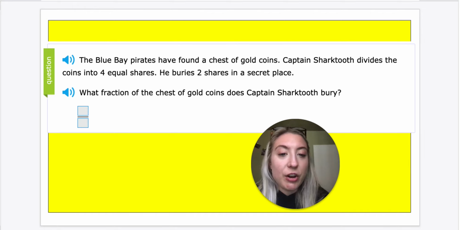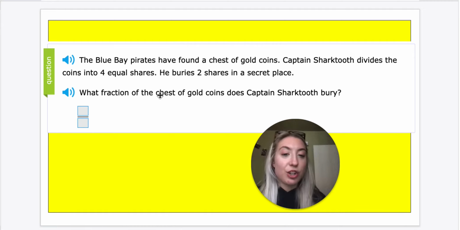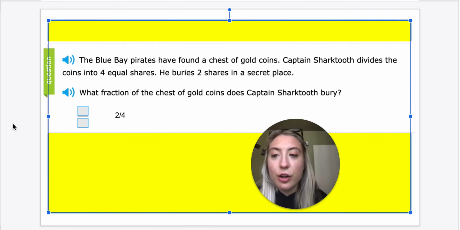So the first thing we have to figure out is the total is divided into how many parts? The whole is divided into 4 equal shares. So the first number we just found would be our denominator. Our bottom number would be 4 because he took the whole chest and divided it into 4 equal parts. Remember, the parts have to be equal. And then it says he buries 2 parts of it. So what fraction does he bury? He buries 2 out of the 4 parts. So we'd have a fraction that looks like this. So our fraction would be 2, the 2 parts that are buried, out of a total of 4 parts. So that'd be 2/4 of the treasure is buried.